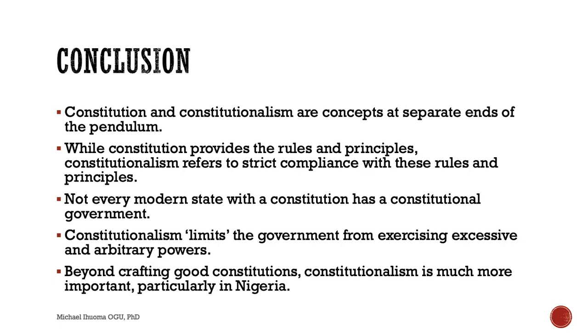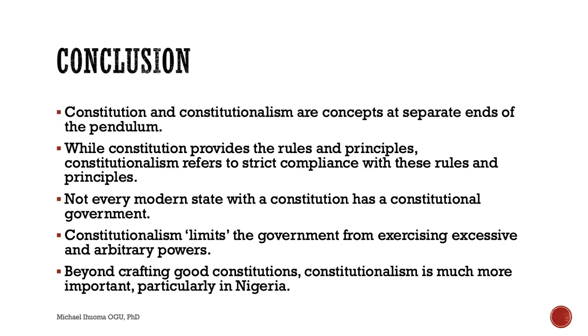The limit in the government is provided by the rules. The limit is achieved by the rules, by the norms that check the excesses of government powers. So the Constitution is expected to limit arbitrary rule or prevent arbitrary rule by the government. And so once it is achieving that purpose, it means that the government is a constitutional government. All right.